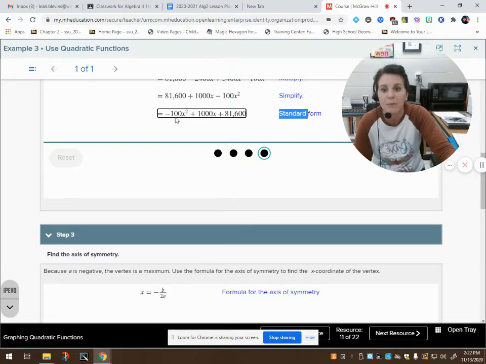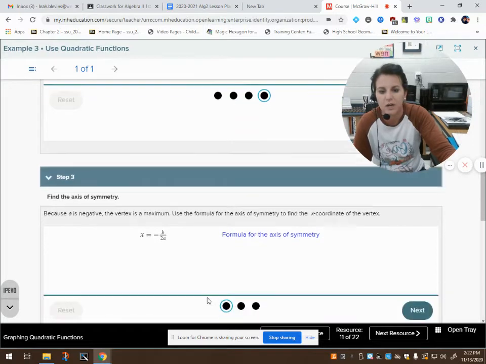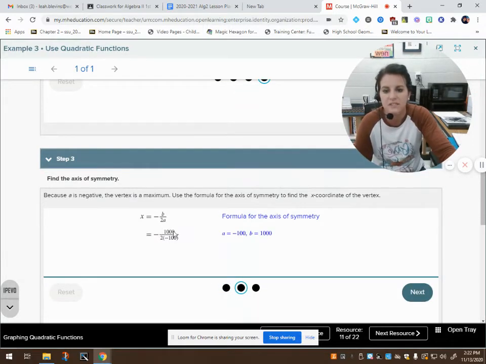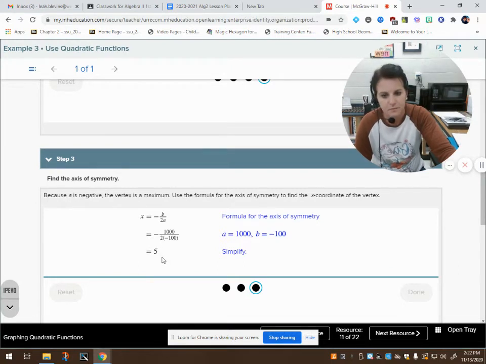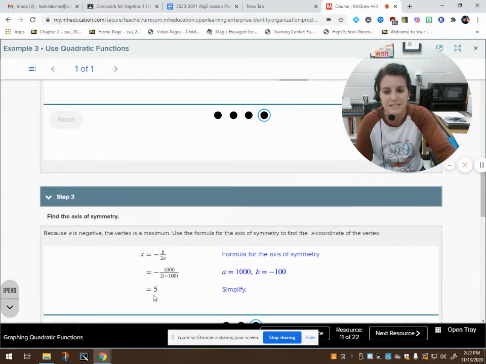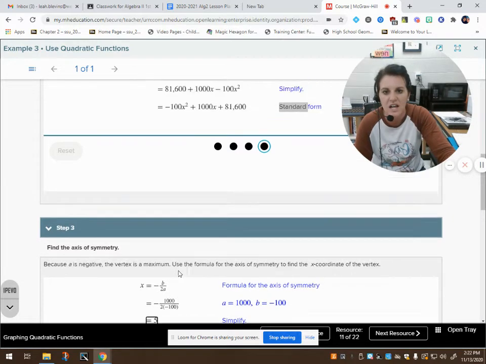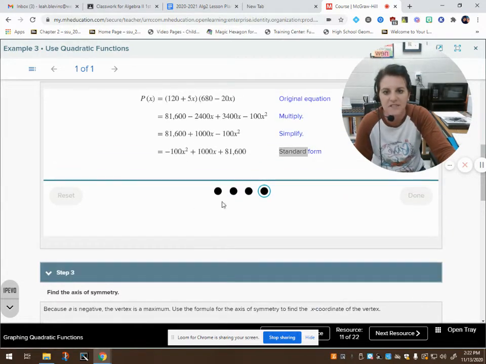Well, a negative divided by a negative is going to be a positive, so I know it comes out to be a positive number. So when I plug in negative 1,000 divided by negative 200, I get out a positive 5. That is our x value. To find the y, we're going to take this 5 and plug it back in place of x.